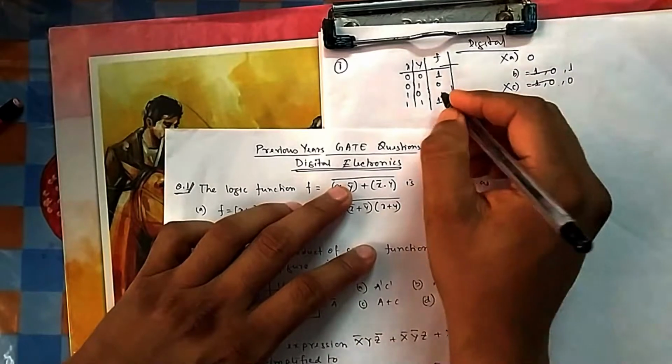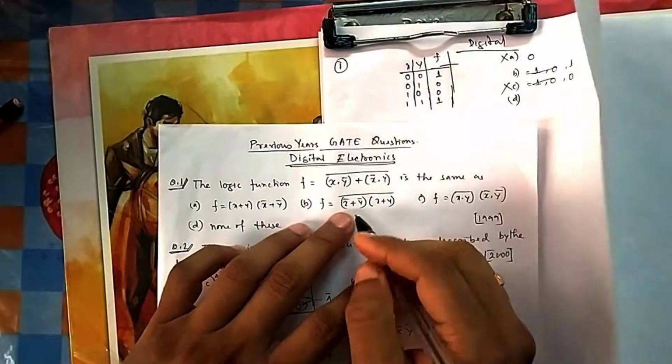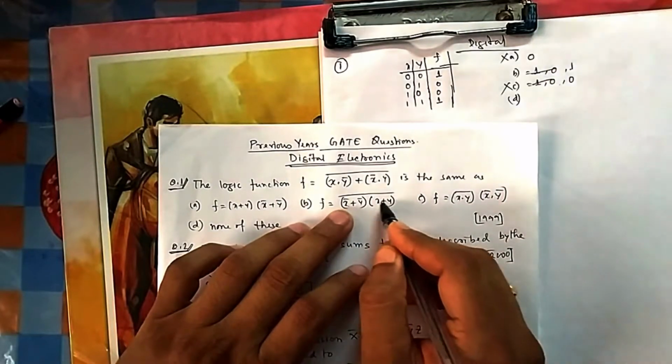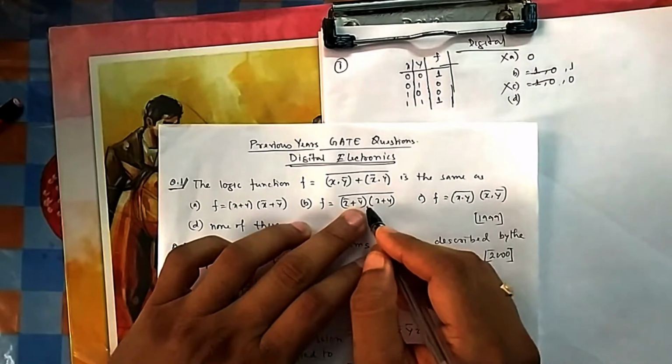1 plus 0 1, bar is 0. So it should be 0. I will check only B now. So 1 0 1 1 0 means this is 1 1 0 0 1. The answer should be 0.